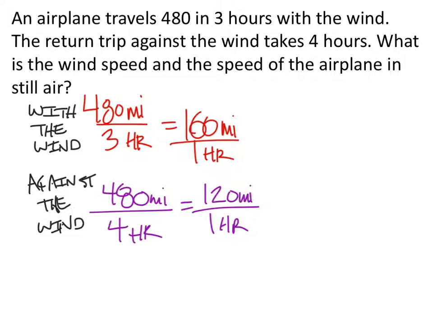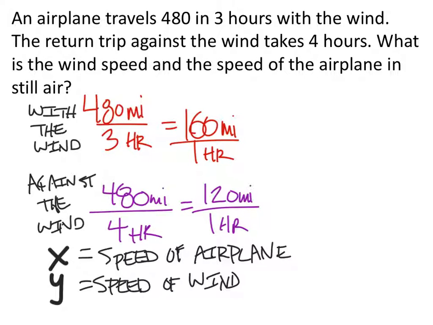Now we need to make the equations for with the wind and against the wind, which we're going to do now. But first we need to define our two variables, x and y. So I'm going to say that x is the speed of the airplane and y is the speed of the wind. So with the wind, we should have an equation, x being the speed of the airplane, but since it's with the wind, we're going to add the speed of the wind in with the x. And how fast was the airplane going then? It was 160 miles per hour.